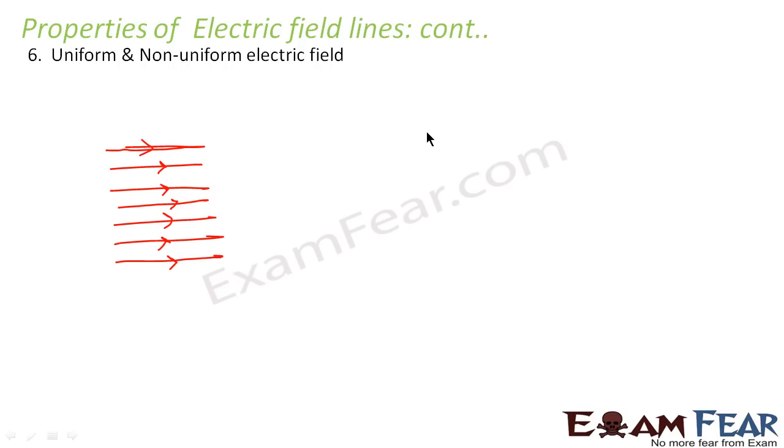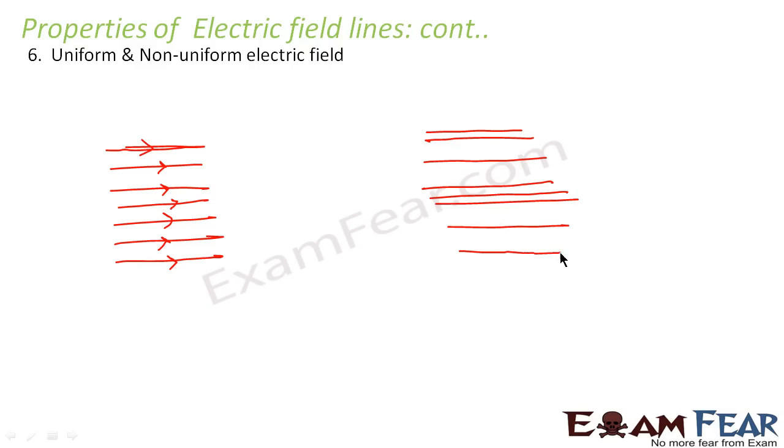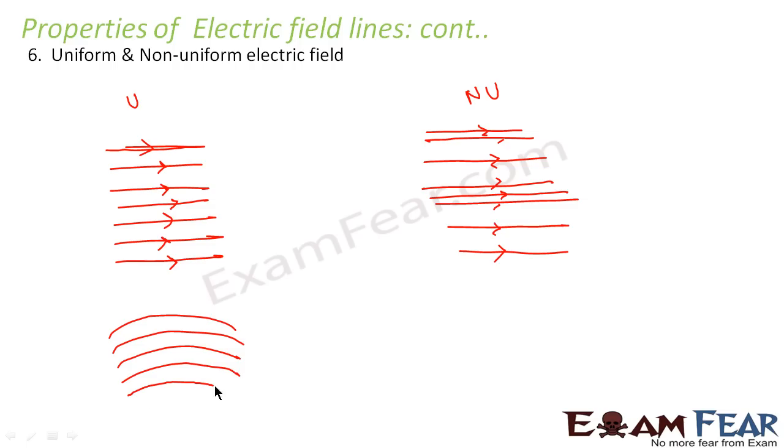But when the spacing between the lines is not the same, although the lines will still remain parallel, somewhere they will be very close to each other, somewhere very far away from each other. That will be a non-uniform electric field. So this is uniform and this is non-uniform. Similarly, in case of a curved path also, if it is uniform, then it will be equispaced. If it is non-uniform, it will not be equispaced. Somewhere it is closer, somewhere it is not so close. So that will be a non-uniform electric field, right?